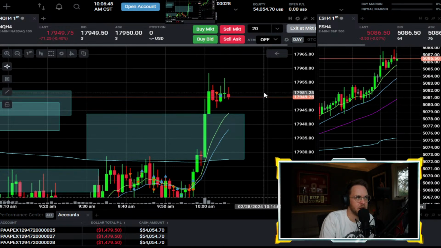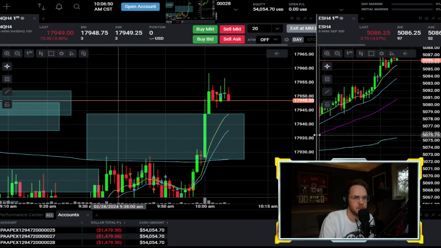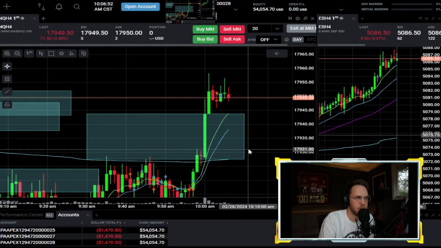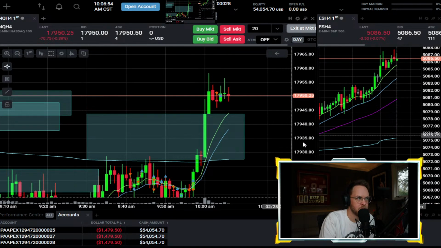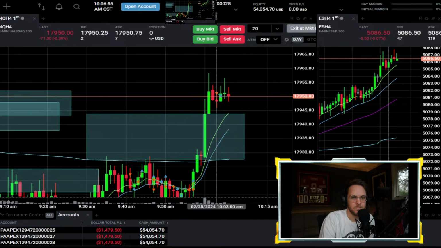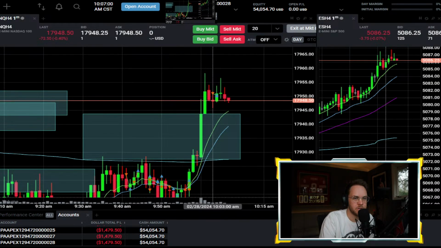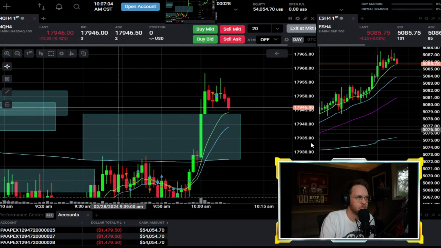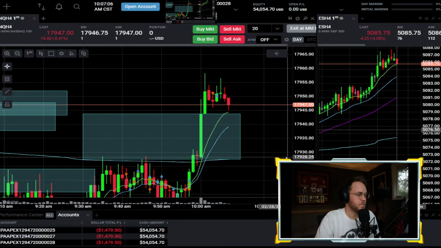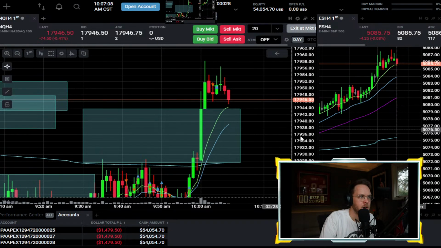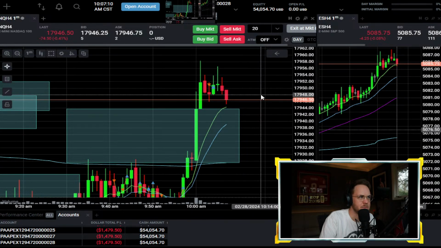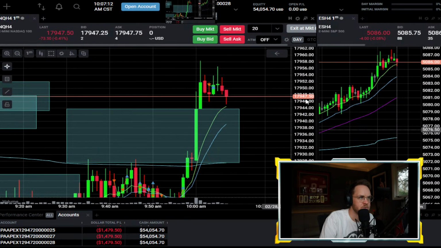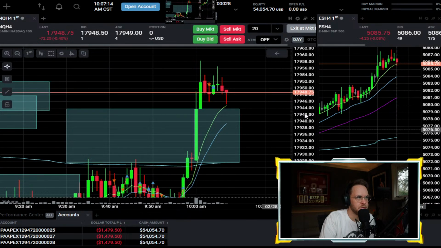I would love to see a breakdown here off of the 50s to fill this fair value gap down here, back into the low 30s. And I can't do this music. I don't know how you guys can do this music. This is terrible. Give us a breakdown. Just melt your face off.